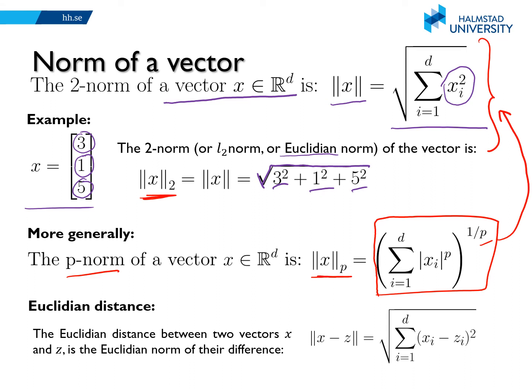The Euclidean distance between two vectors x and z is actually the Euclidean norm of their difference. So you compute the difference between the two vectors x and z, and you compute the norm of this resultant vector, and that's the Euclidean distance between x and z.